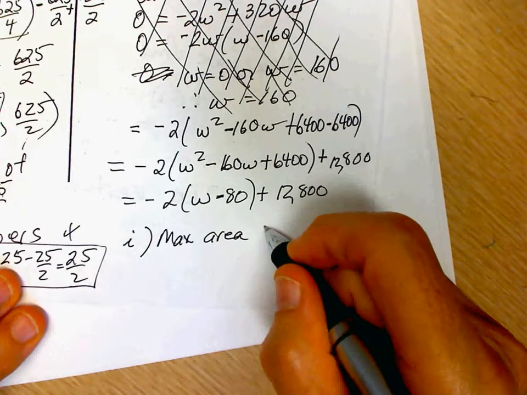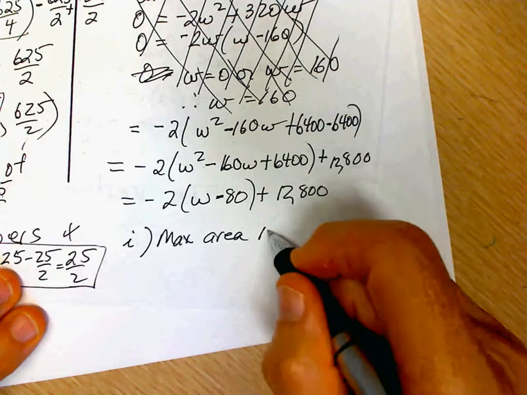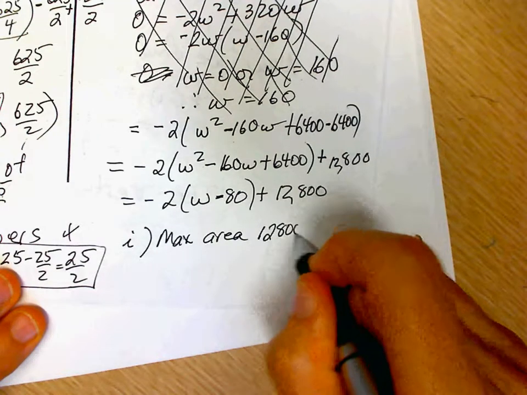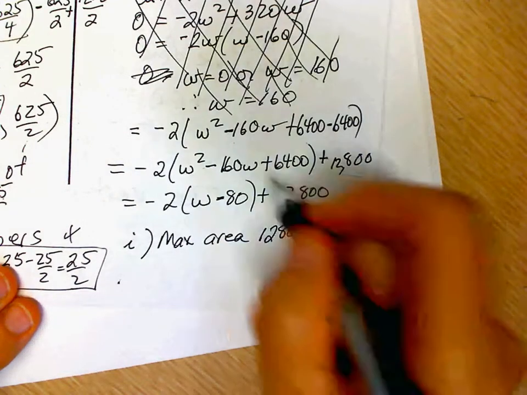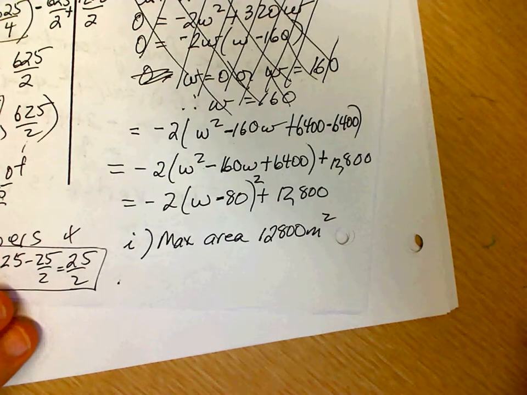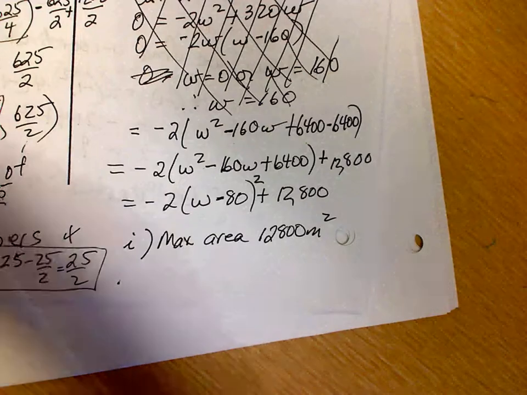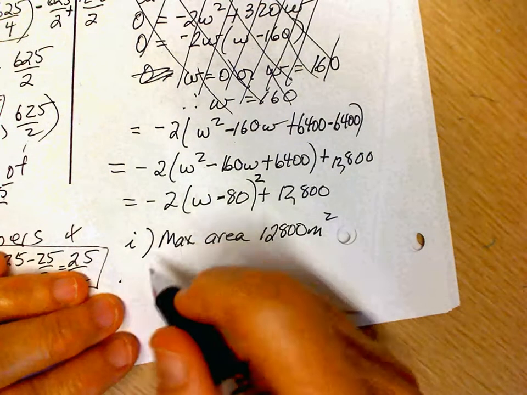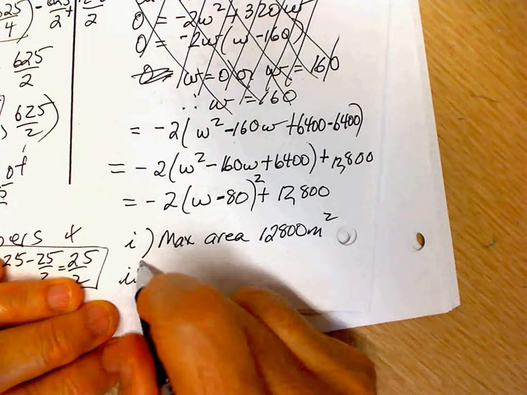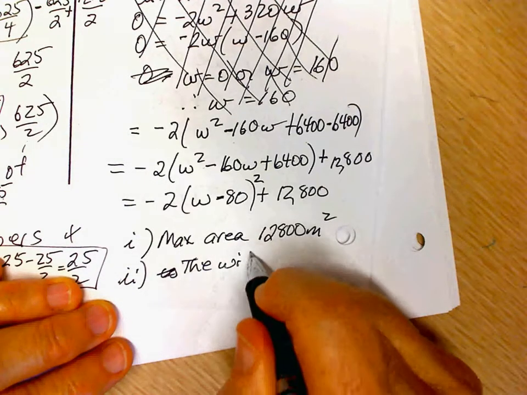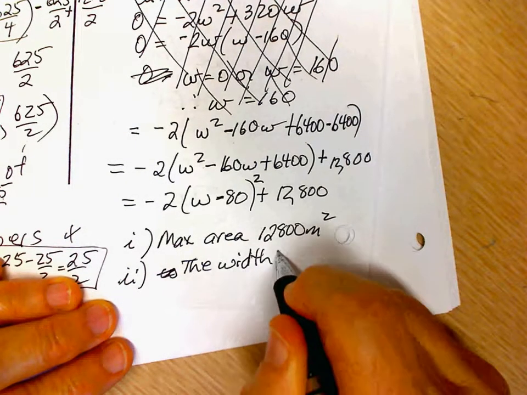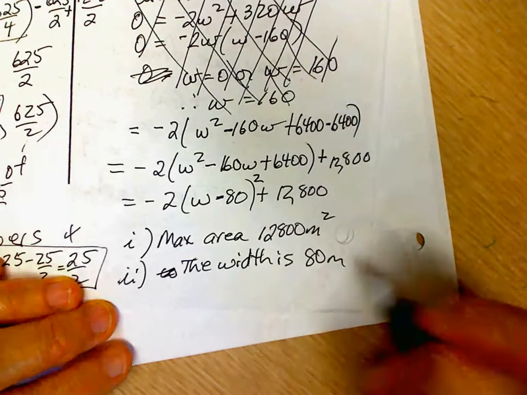Right? We get it from our vertex, 12,800 meters squared. Yes, thank you. Okay. So, and our width is equal to the width is 80 meters. And what is the length?